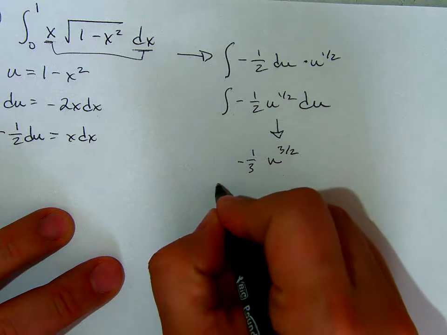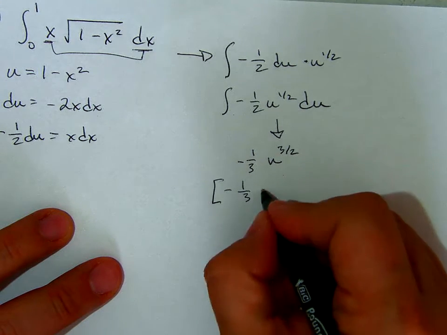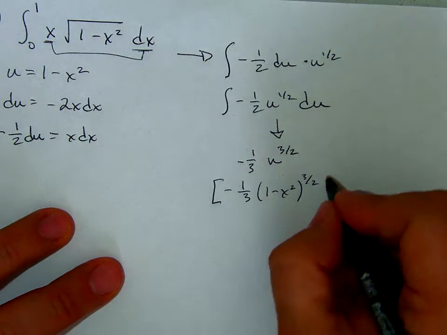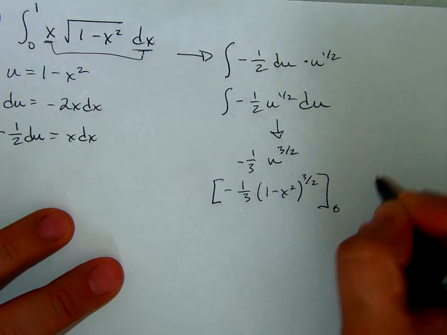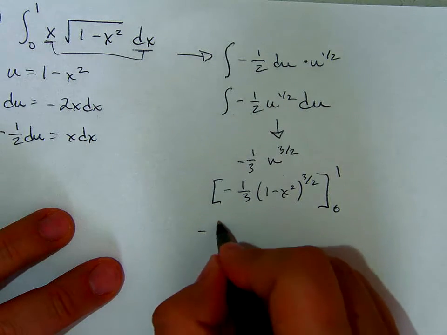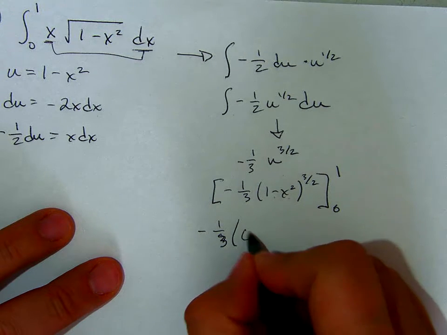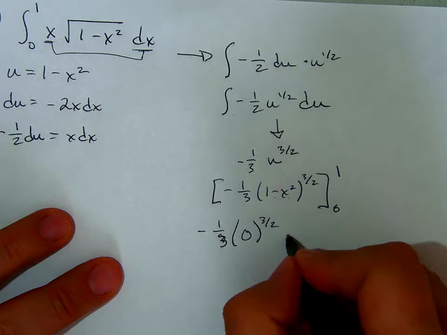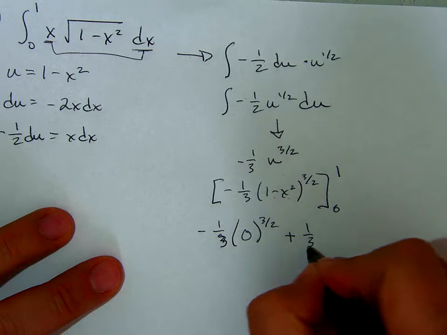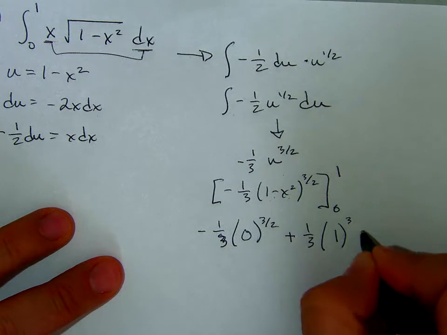So I've got, let's see, negative 1/3, 1 minus x squared to the 3/2 power from 0 to 1. So substitute, get negative 1/3 times 1 minus 1, which is 0, to the 3/2, minus negative 1/3, or so plus 1/3, 1 minus 0, which is just 1 to the 3/2.